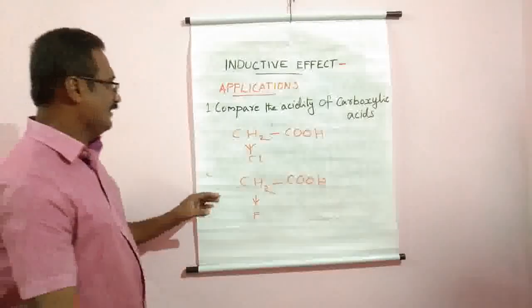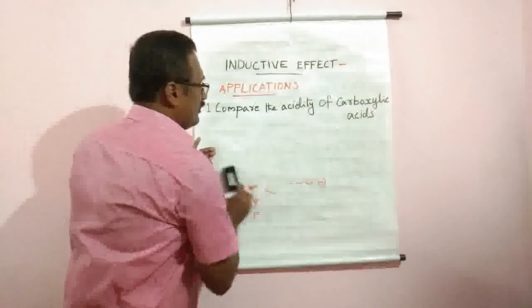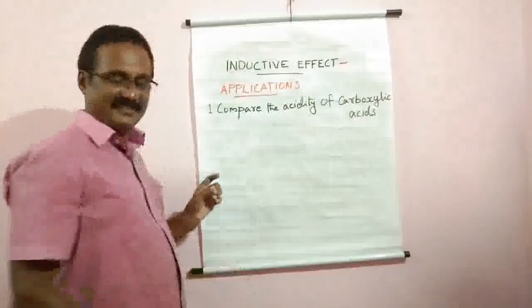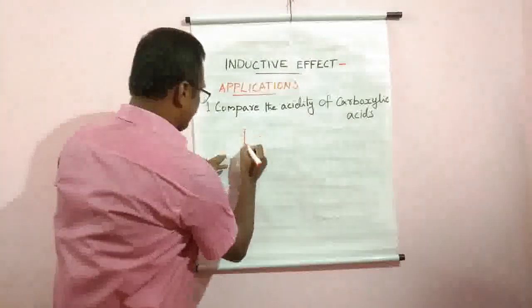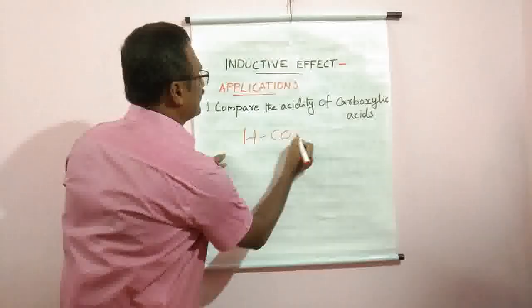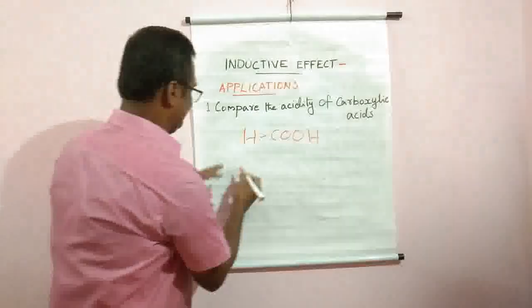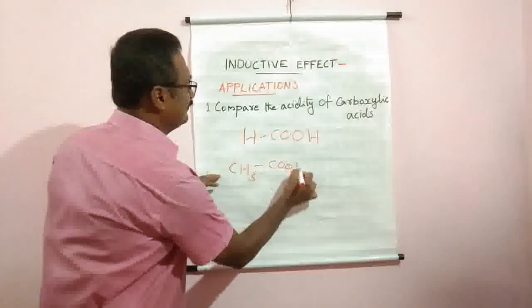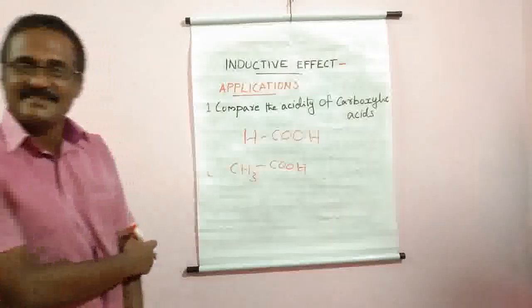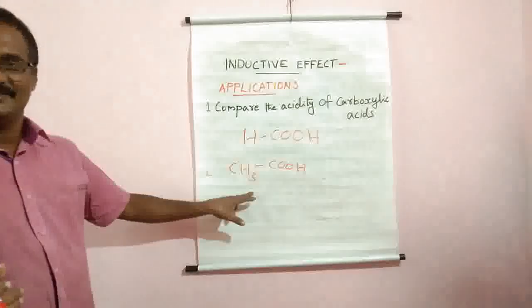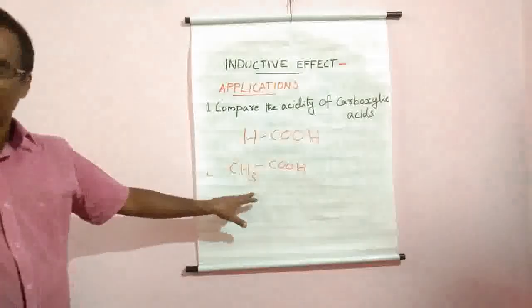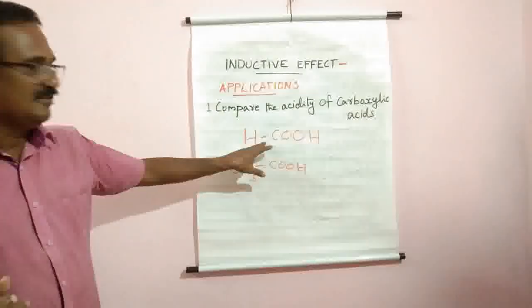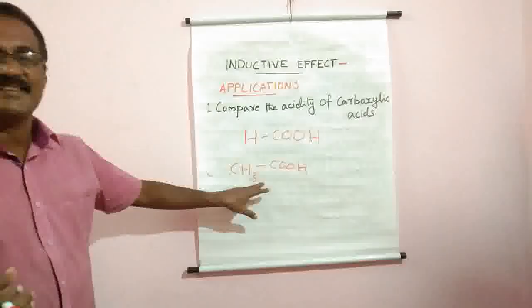Now let us compare formic acid and acetic acid. Look at this. HCOOH. This is formic acid. CH3COOH. This is acetic acid. Which is more acidic? Formic acid or acetic acid?